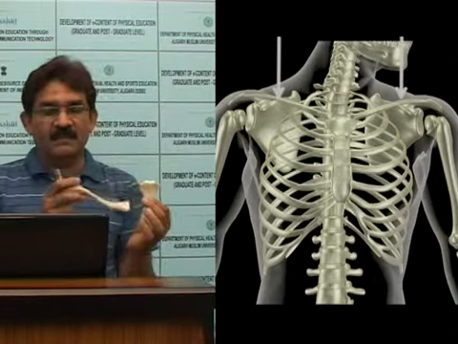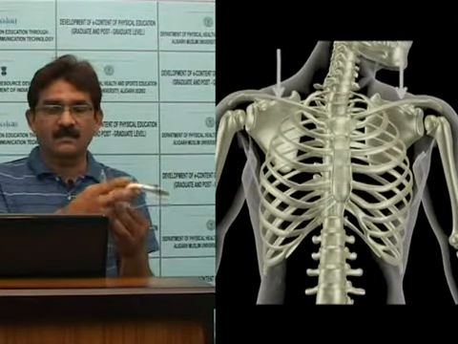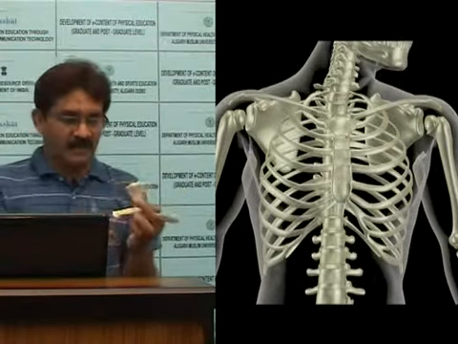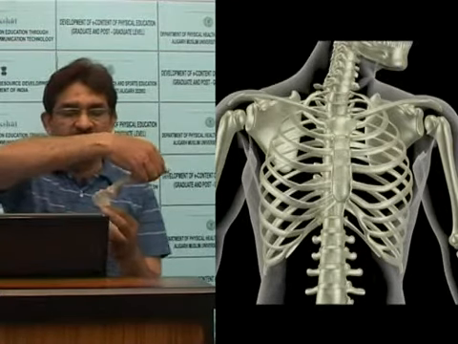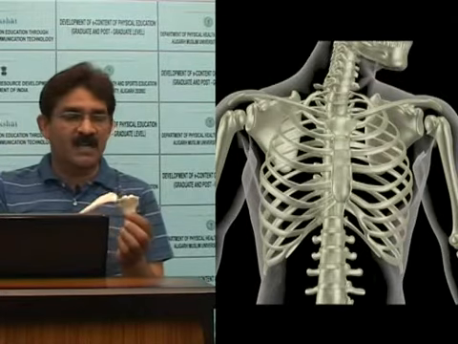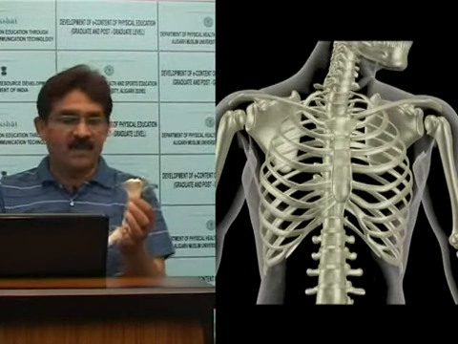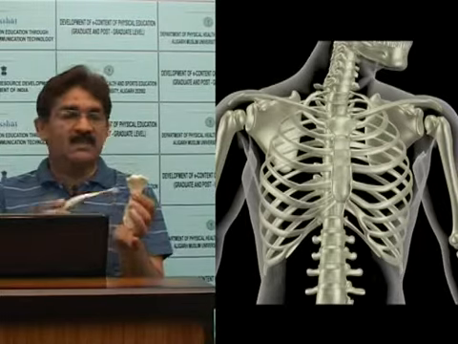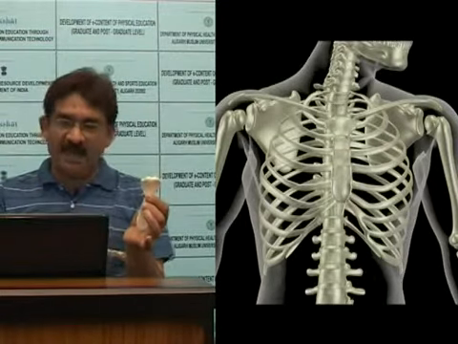The clavicle is attached with the sternum. Body of the sternum. This is the body of the sternum. This is the xiphoid process. This is the sternal angle.